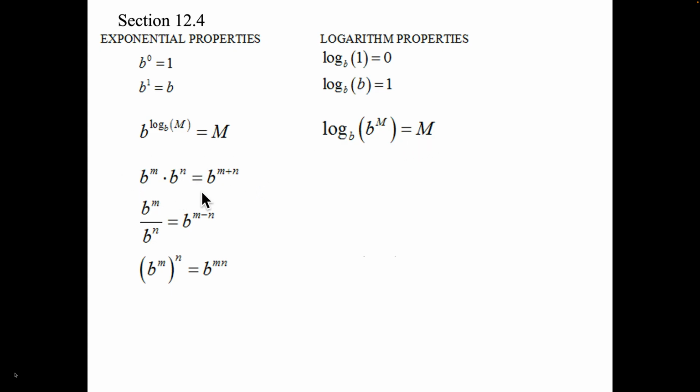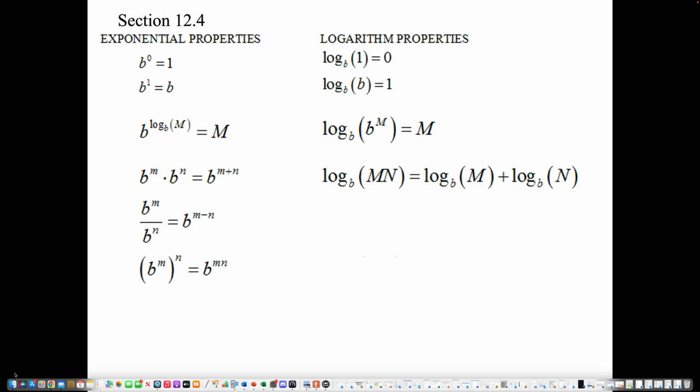Next, we have our product rule. Base b to the power of m times base b to the power of n. You multiply like bases, you add the exponents. Well, there has to be a property in logs that do that. Log base b of capital M times capital N can be replaced with log base b of capital M plus log base b of capital N. Remember, the logarithm is the answer to an exponent. So this is an exponent, this is an exponent, and they're being added together.